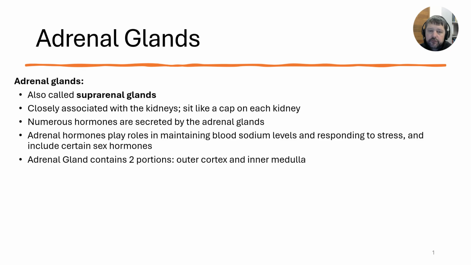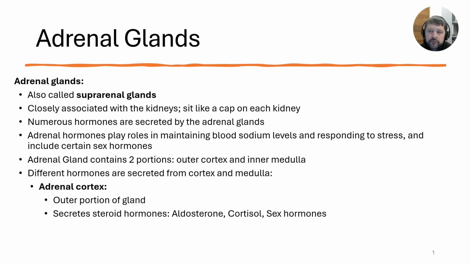Okay. So two main portions, the outer cortex and the inner medulla. We'll talk about the purpose of each. Each has its own set of hormones that it's going to secrete. The cortex is going to secrete steroid-like hormones, often associated with sex cells or sexual development of different regions of the body, sexual arousal in some cases, and we'll cover some others.